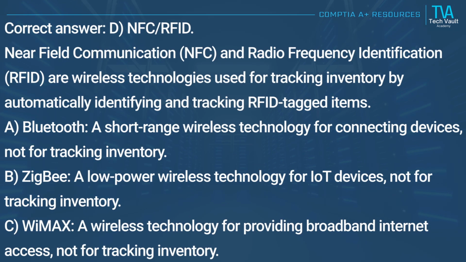Correct answer, D. NFC RFID. Near field communication, NFC, and radio frequency identification, RFID, are wireless technologies used for tracking inventory by automatically identifying and tracking RFID tagged items. A. Bluetooth, a short-range wireless technology for connecting devices, not for tracking inventory. B. Zigbee, a low-power wireless technology for IoT devices, not for tracking inventory. C. WiMAX, a wireless technology for providing broadband internet access, not for tracking inventory.